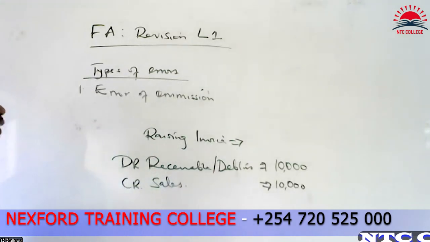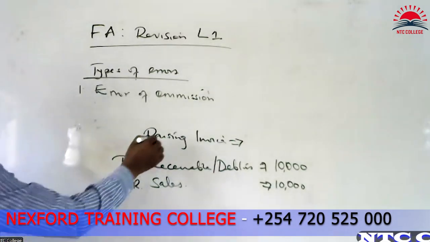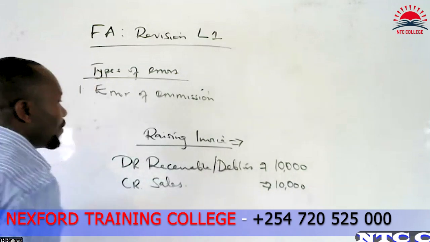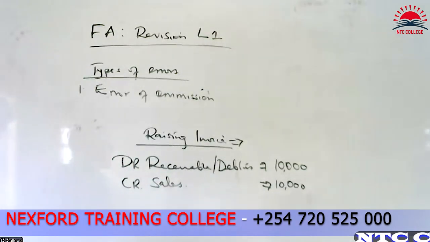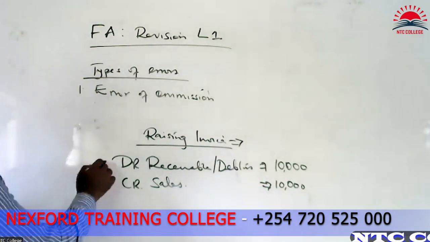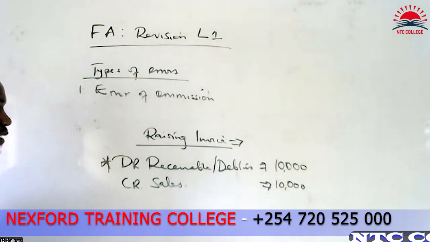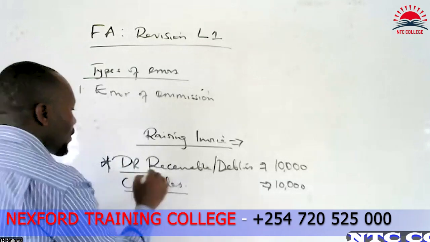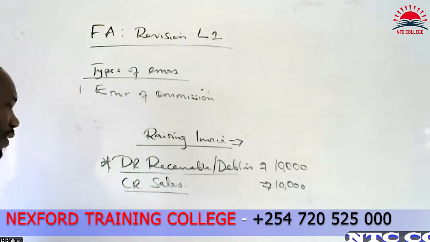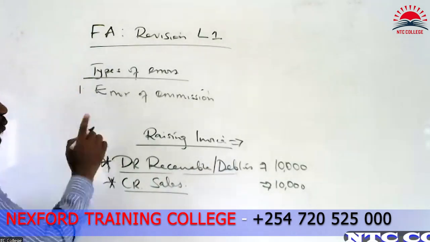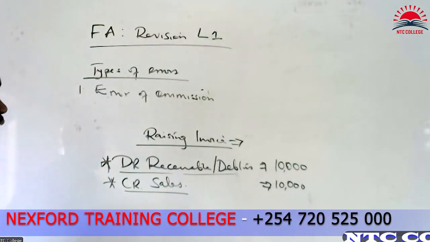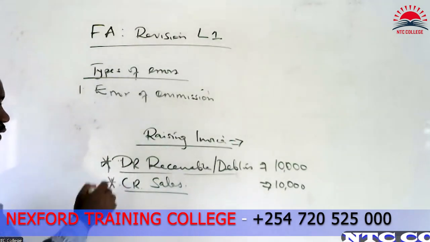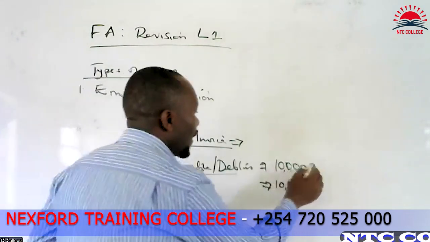Now, sometimes you can forget to raise the invoice. You can forget to raise the invoice when you make the sale. Now that is an error of omission. Because if you don't make the invoice, you're basically understating your sales. When you don't raise the invoice, it means that you will not recognize sales and you don't have receivable. So this is now total omission. Total omission is going to omit both sides. Therefore, this figure will not appear in the trial balance.